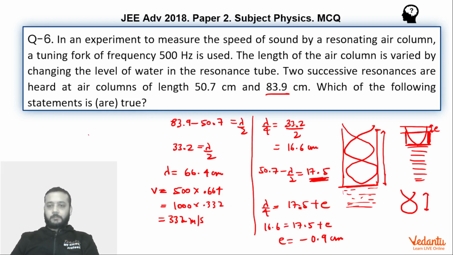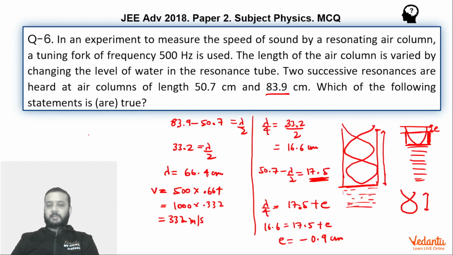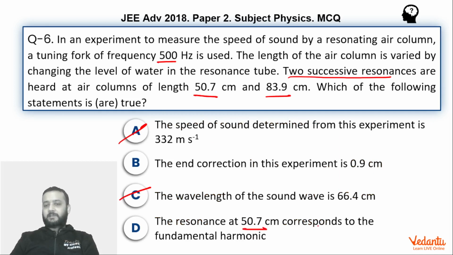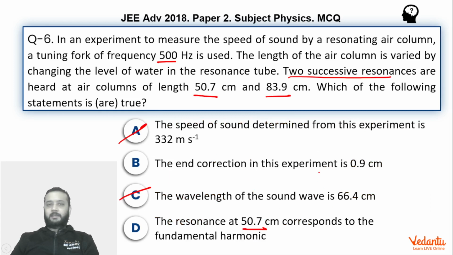Okay, so let's go back to the next option, the wavelength of the sound, which we have already found out, 66.4. So this is correct. The resonance at 50.7 corresponds to the fundamental harmonic, which is wrong because we realized that 50.7 was not the fundamental harmonic. It was the first overtone or third harmonic, right? The fundamental harmonic will be at 17.5 centimeters. So in my opinion, option A and option C should be the correct answer. However, IT had taken A, B, C as the correct answer.